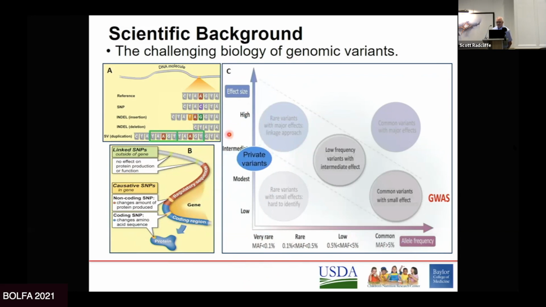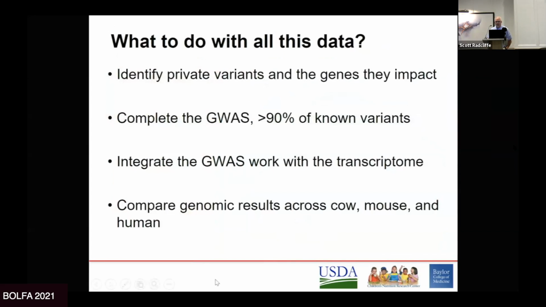In our particular case, these are variants that show up only in a single strain. So if we have 51 strains that are now sequenced, and if we pull the variants from one strain and assume they're high quality and they're not present in any of the others, then that's considered a private variant and may be a special case in terms of what it's doing. So what to do with the data? Well, we identify private variants and the genes they impact. We're going to redo the GWAS because when we first did it, we had about 0.5% of the known variation, and now we have about 90%.